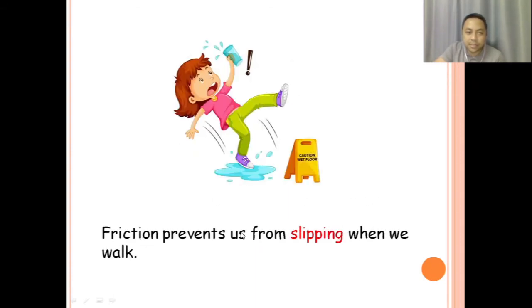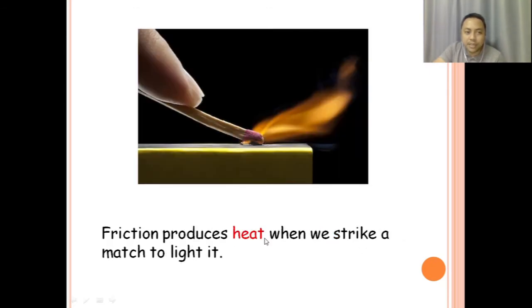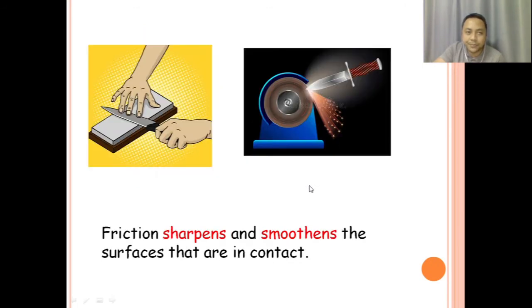Friction prevents us from slipping when we walk. So this one here is a wet floor, so it has a lesser friction. So this girl slips. Okay. Friction produces heat when we strike a match to light it. This one is a match. So when there is friction, it produces heat.